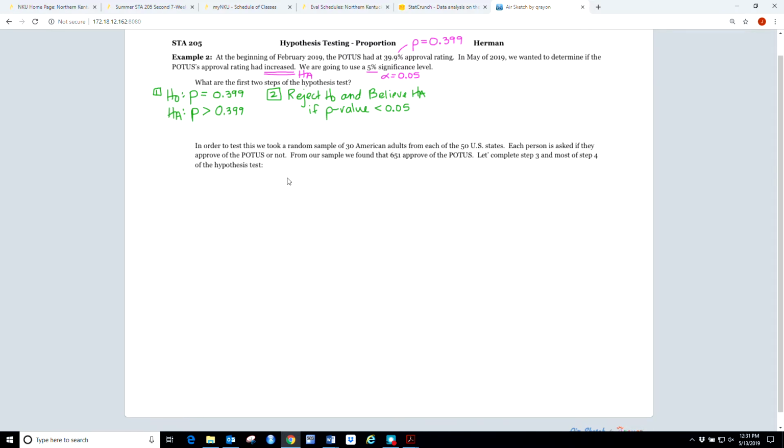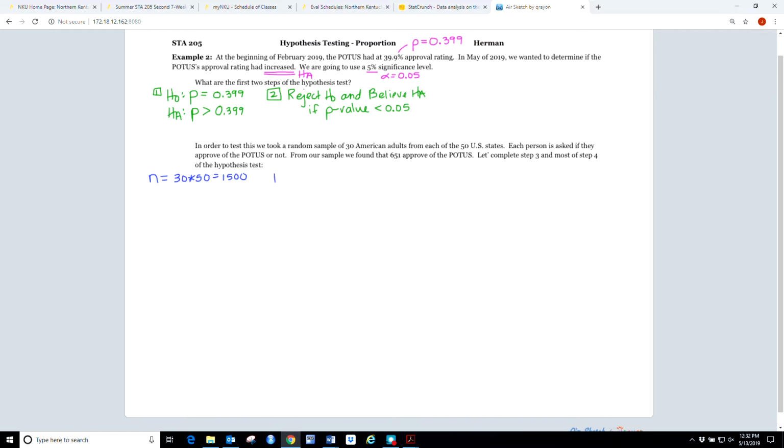So now we have our data, so let's figure out some things that we should know. First, from reading my example, I should know what my sample size is. So I sampled 30 adults, but from each of the 50 states. So I have 1,500 people in my sample.